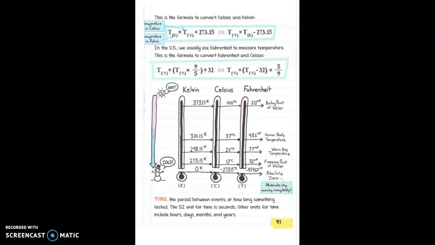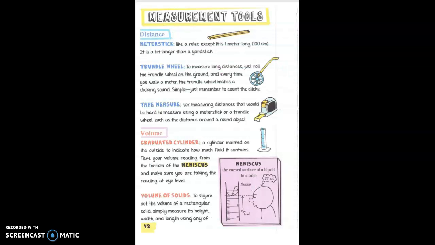Other units for time include hours, days, months, and years. So here we have measurement tools. Distance: a meter stick, like a ruler, except it is 1 meter long, which is the equivalent of 100 centimeters. And it's a bit longer than a yardstick.